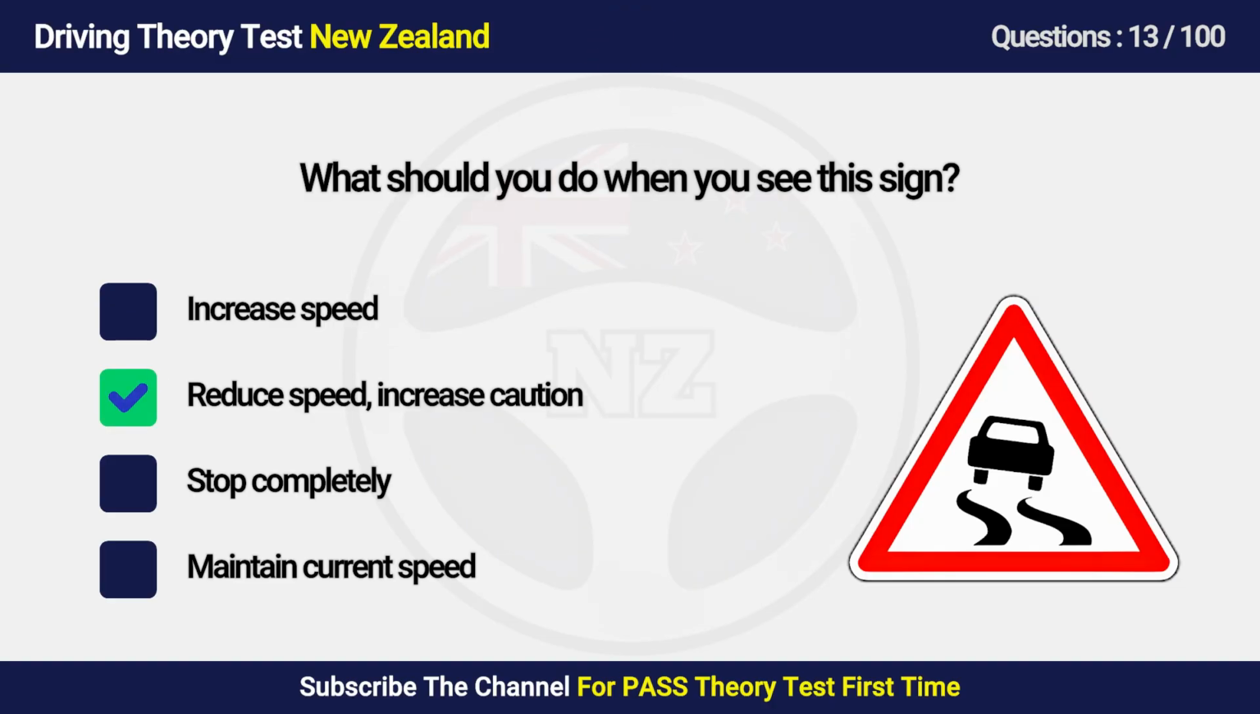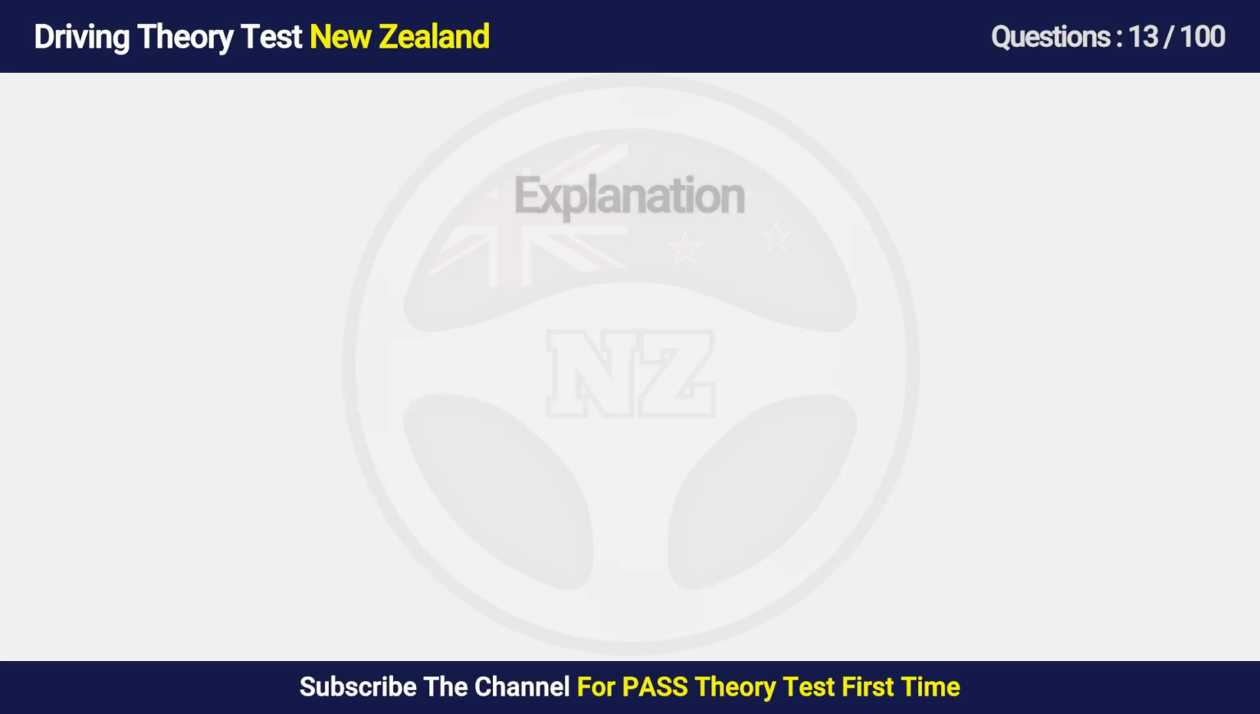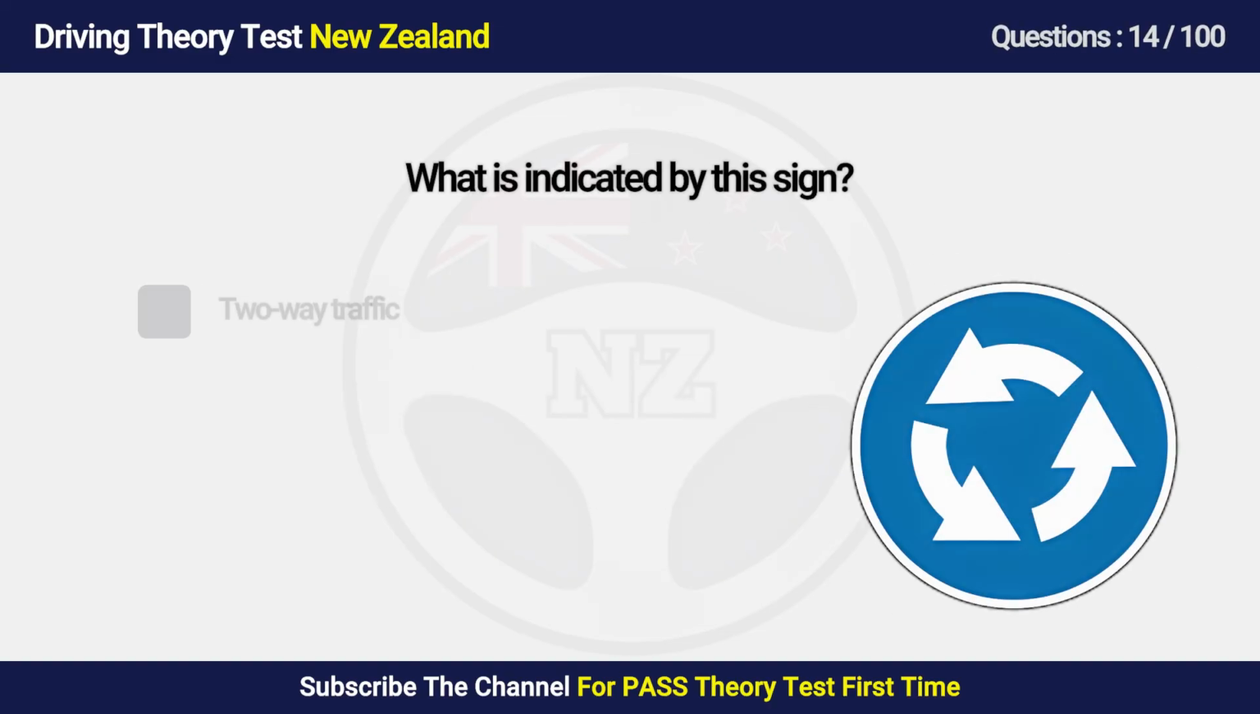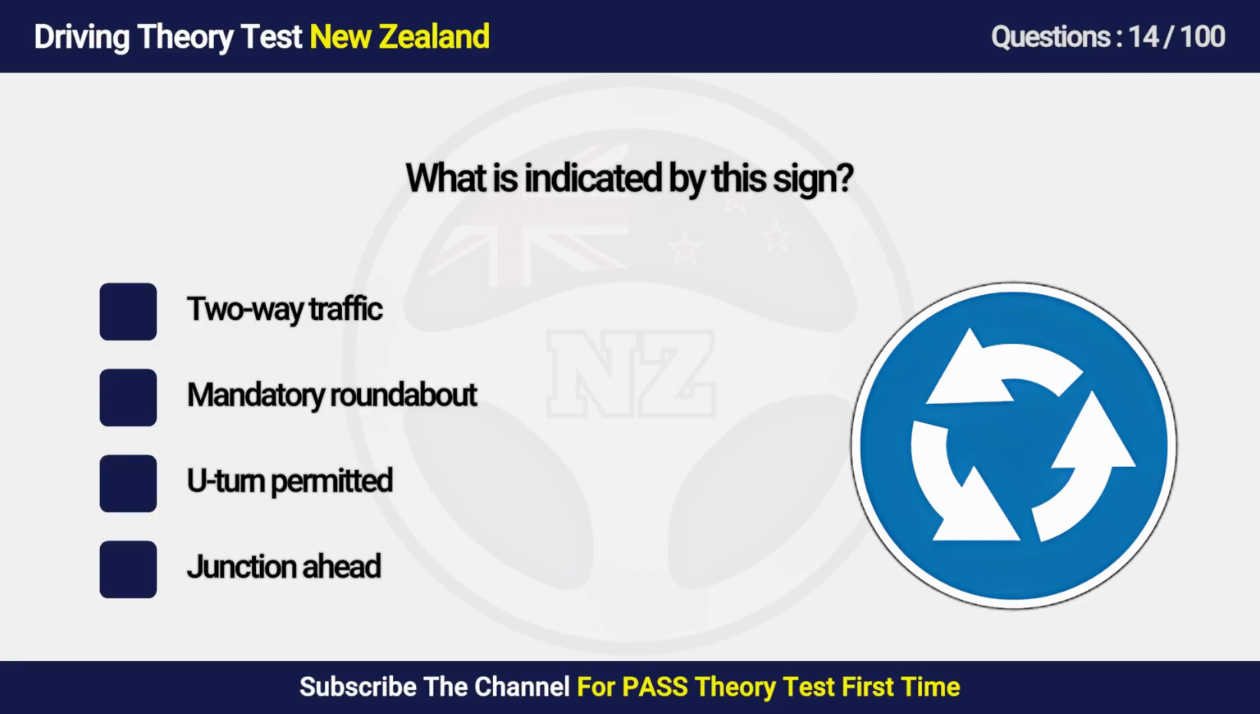Answer is B. Reduce speed, increase caution. This sign warns of a slippery road surface ahead. You should reduce your speed, avoid sudden braking or steering, and increase your following distance. Question 14. What is indicated by this sign? A. Two-way traffic. B. Mandatory roundabout. C. U-turn permitted. D. Junction ahead.